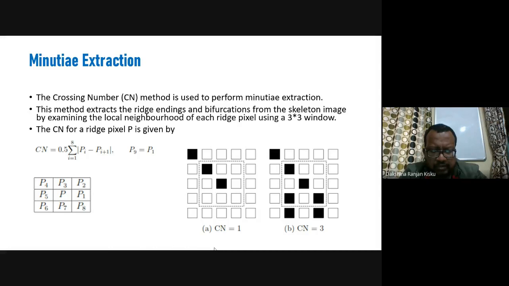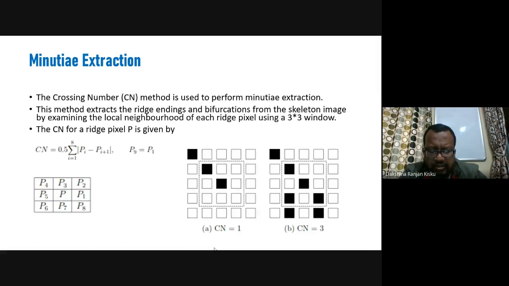So that means in the local neighborhood, only one pixel, that is P4, will be connected with the center pixel P, when the crossing number is 1. When the crossing number is found to be 2, that means this is a continuous point, a continuous point on some ridge in the skeleton image.